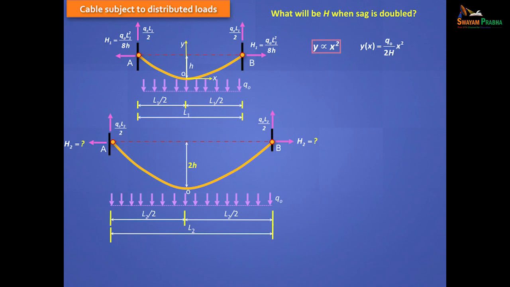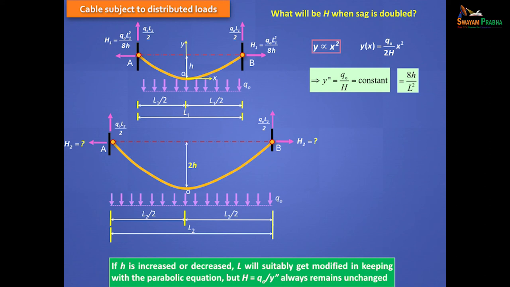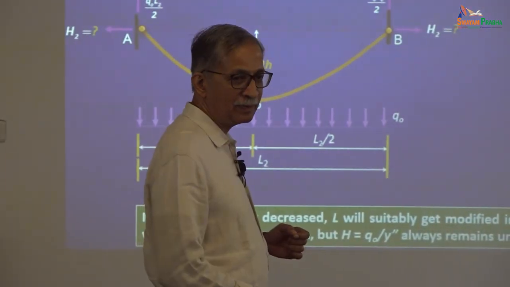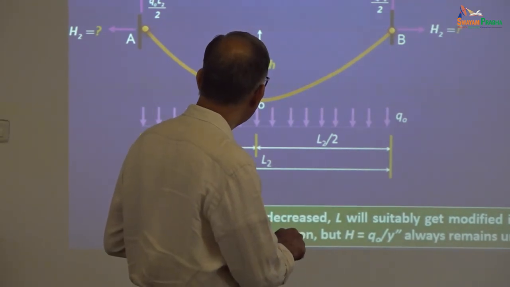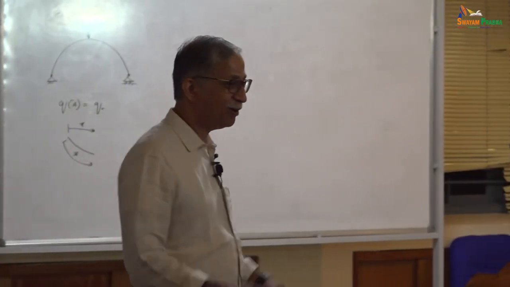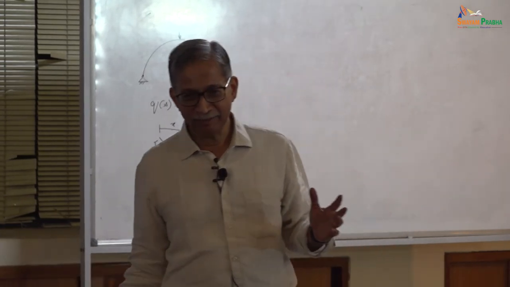So, you know the equation is y is Q0. This we've derived already. You will find that the curvature, the second derivative, is a constant, and it is given by 8h by L squared. If small h is increased or decreased, L will suitably get modified in keeping with the parabolic equation. But capital H, which is Q0 by y double dash, always remains unchanged. So the horizontal tension here and here will be the same. The same cable you can put there. Okay, that's interesting. You would have thought it gets doubled. No, it doesn't get doubled. The length gets adjusted. Is it clear?